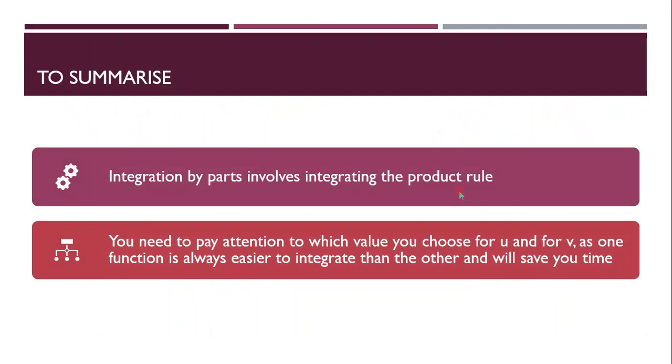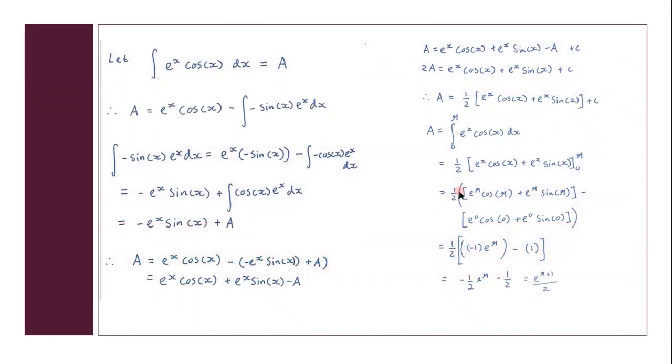So to summarize, integration by parts involves integrating the product rule. You need to pay attention to which value you choose for u and for v, as one function is always easier to integrate than the other and will save you time. So hopefully you've learnt some tricks and realised that it's not always as straightforward as it seems.